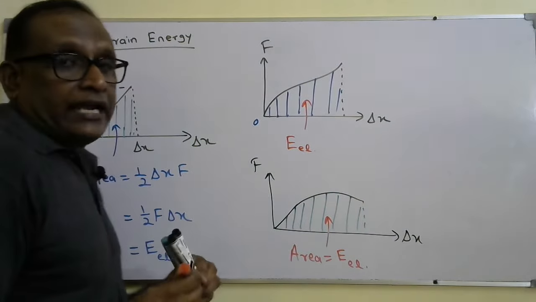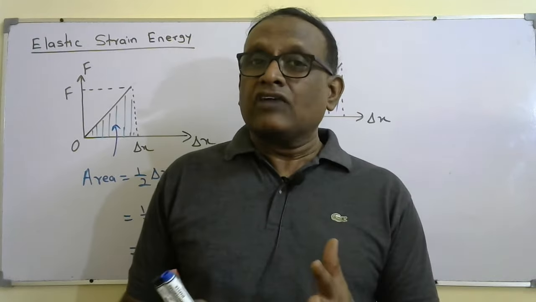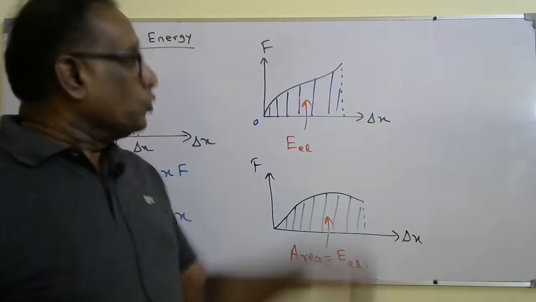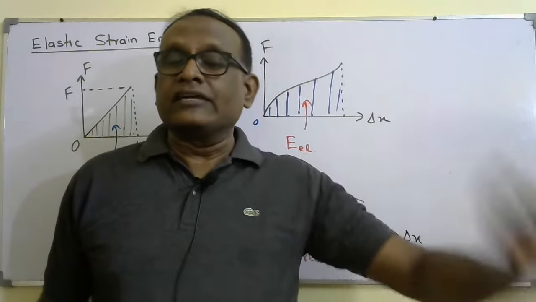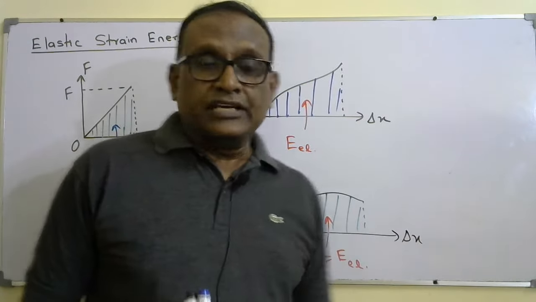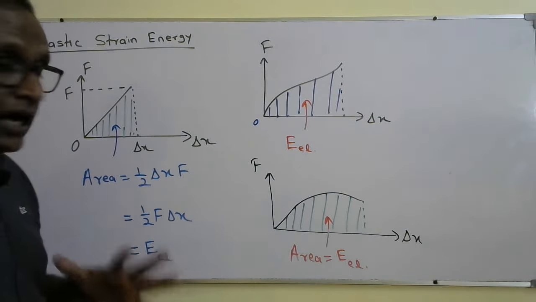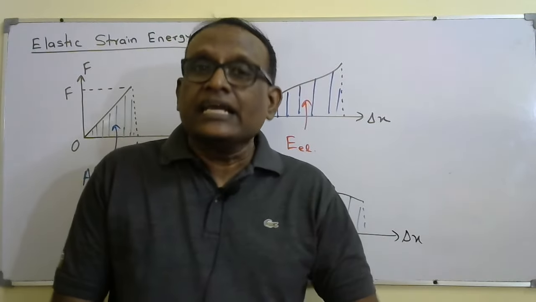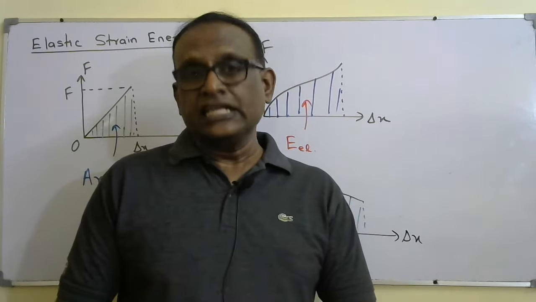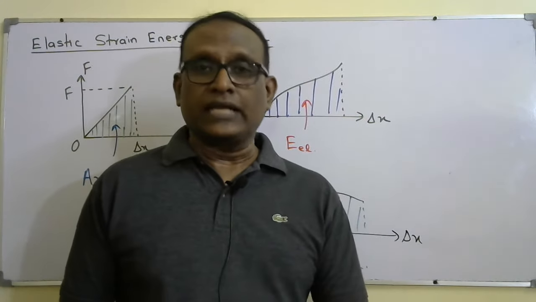So whenever you are given a force extension graph that is not a straight line, no problem. You can find the area under the graph, and that will give the energy stored in the given sample. You can't use the equation energy equals half F delta x if the graph is not a straight line, but you can find the area under the graph, which gives the energy stored in the sample, that is the elastic strain energy or elastic potential energy.